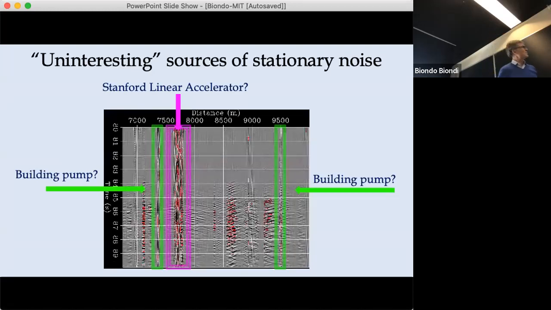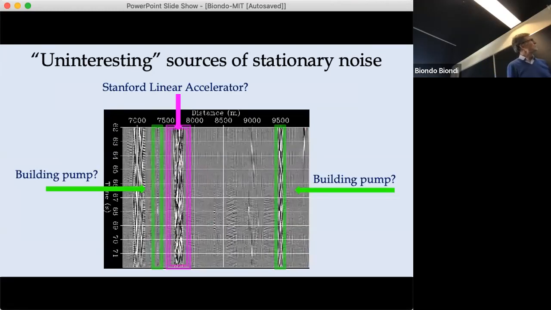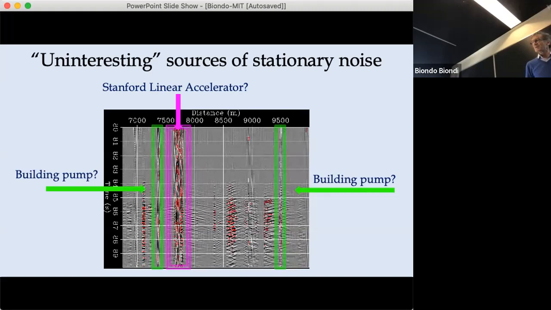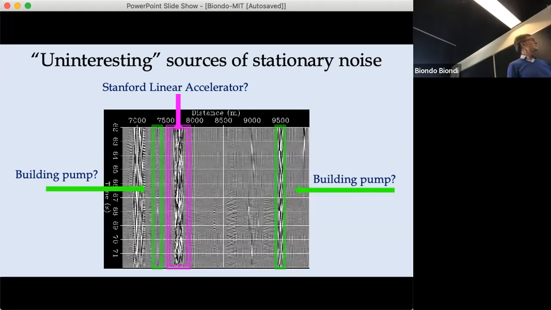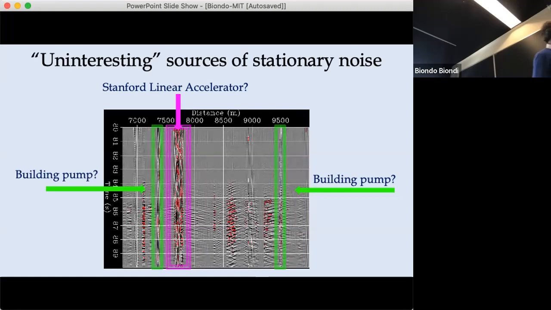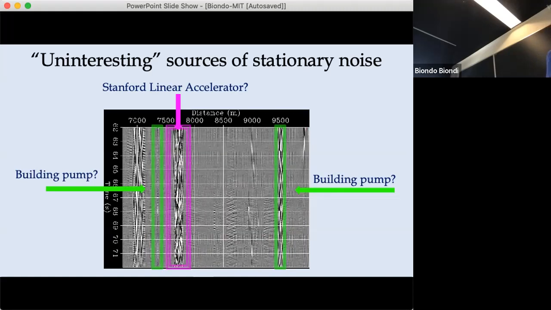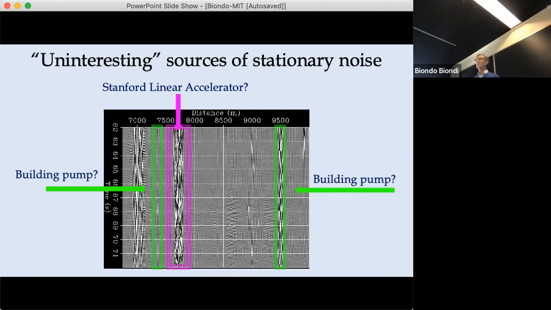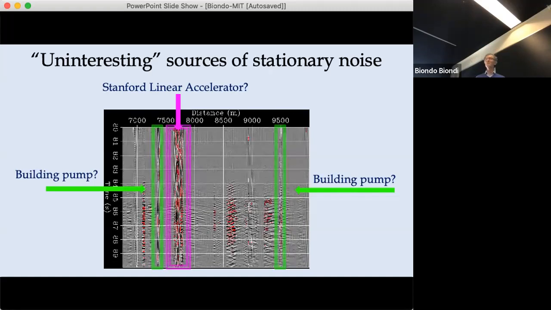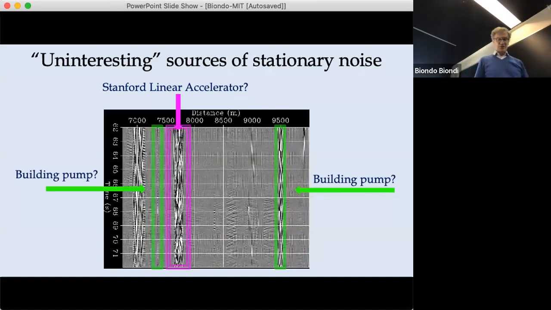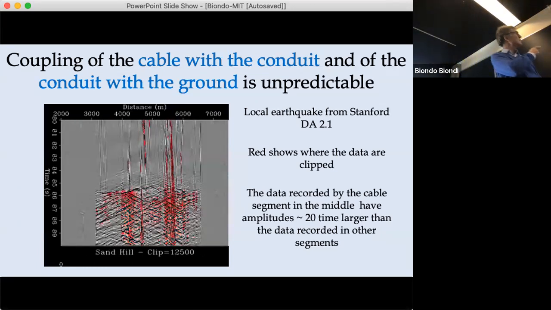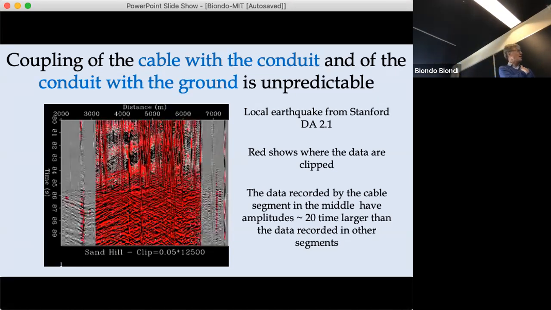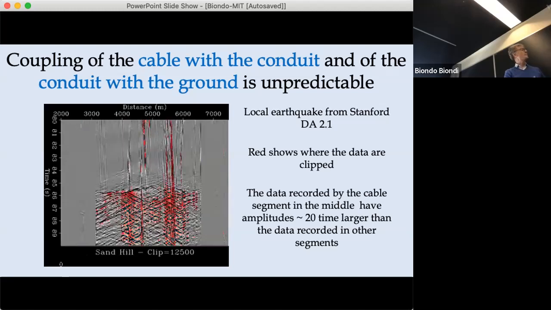So this is an example of noise sources. This is under the linear accelerator on the uphill from Stanford. So there are pump noises of the building or traffic noise and the accelerator itself, that is actually quite interesting. And the accelerator, by the way, has a fiber too. So we are talking with them about recording data while they're doing their high energy physics experiment. So stationary and non-stationary noise, and coupling can vary dramatically even in nearby pieces of fiber.